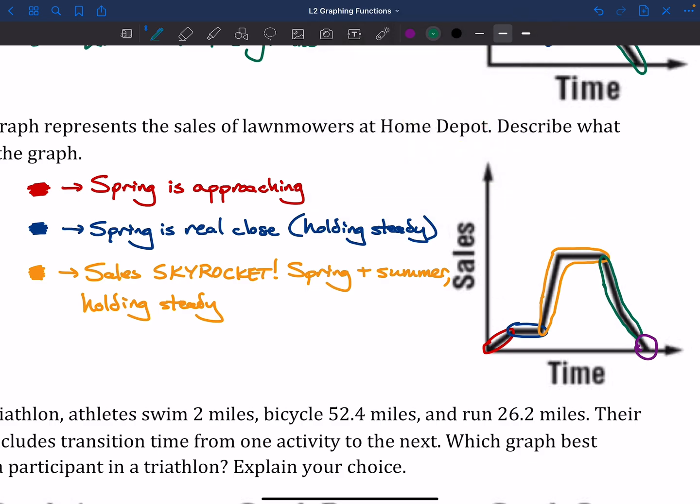After that, we've got this green piece where we're going right back down. Sales are declining fast, right? Maybe it's like the start of fall, right? I guess I should say autumn here, because if we're talking about fall, we might be talking about falling sales.